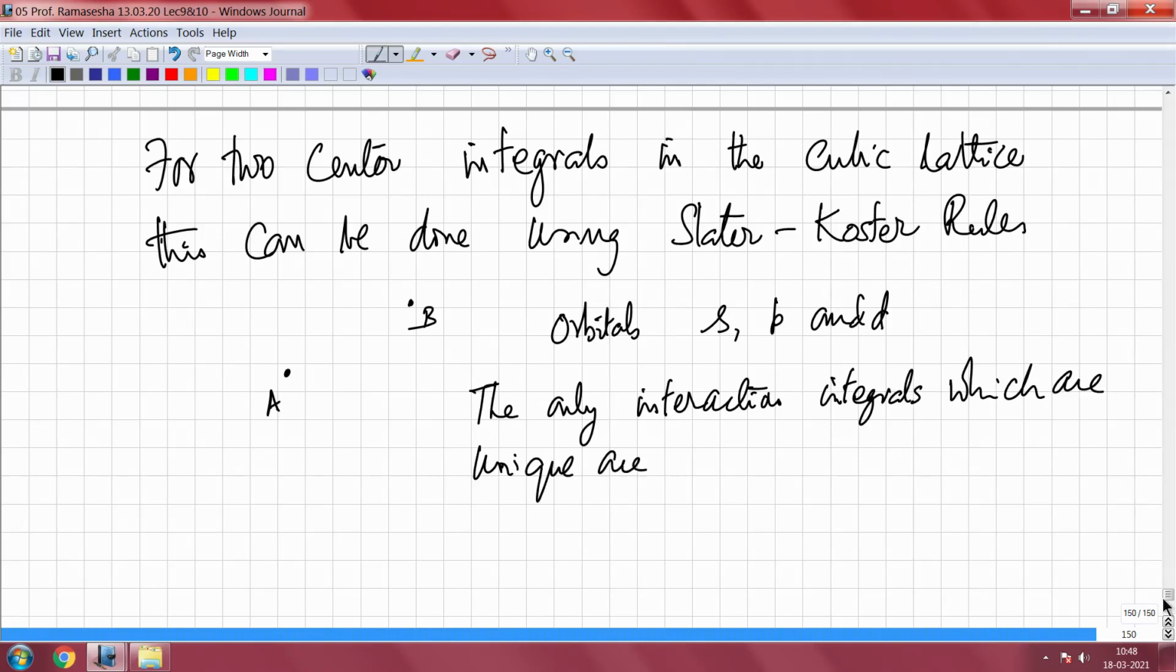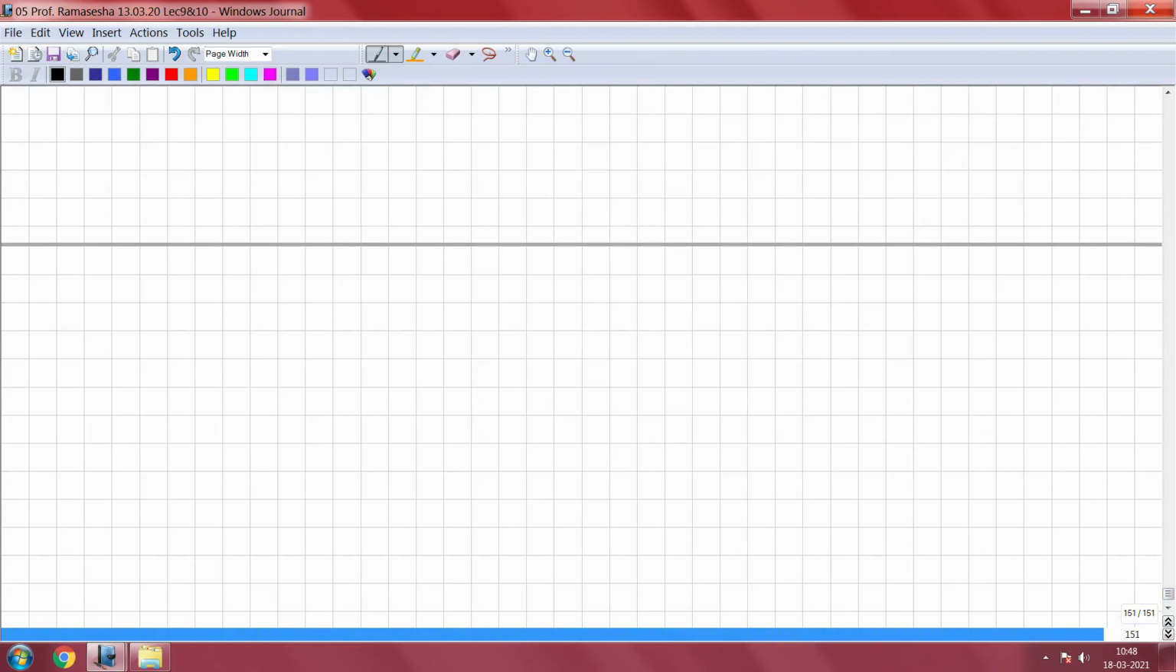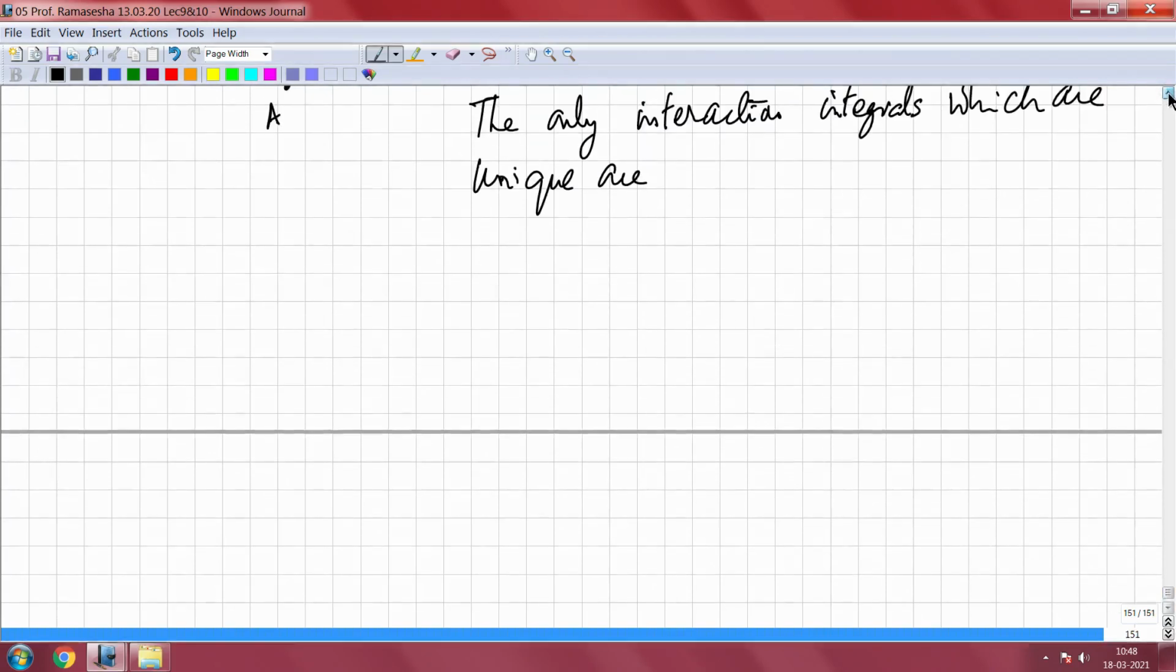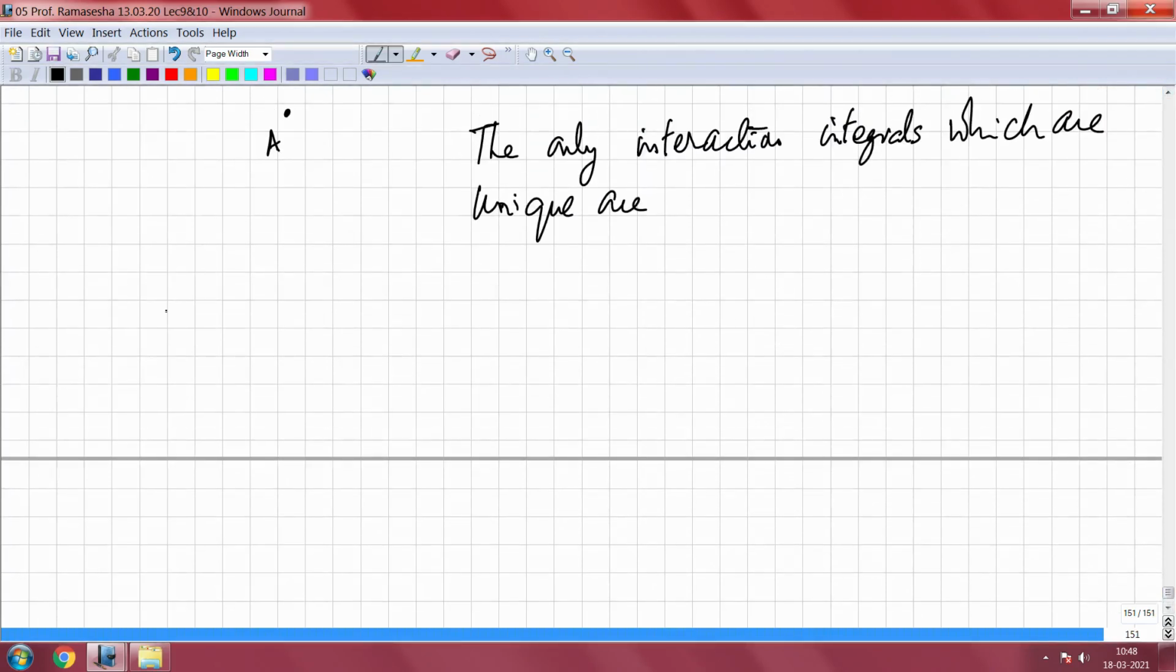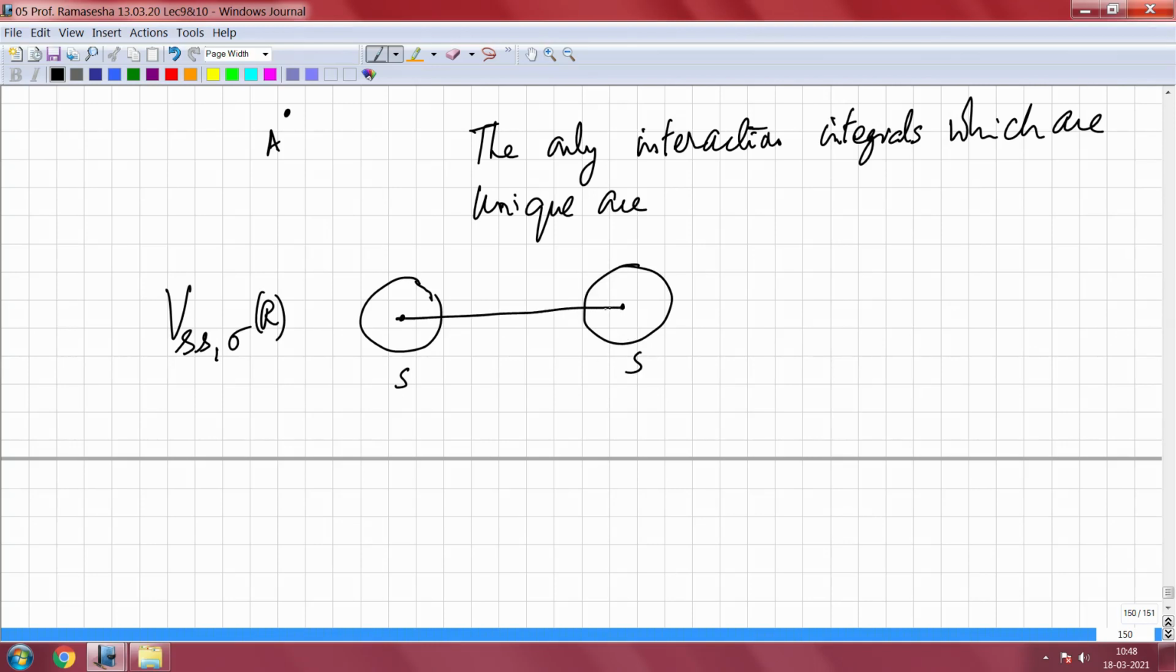Which are unique are the following. VSS sigma. This corresponds to an s orbital as a function of distance. I have an s orbital here and another s orbital here, and the distance is r, and I am having an overlap. So this is one kind of integral. Let me just write down this integral. I will not write the others.